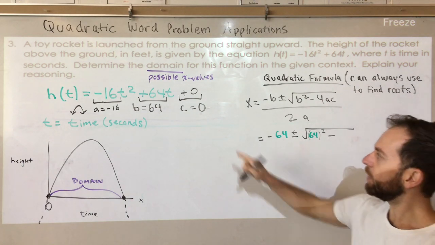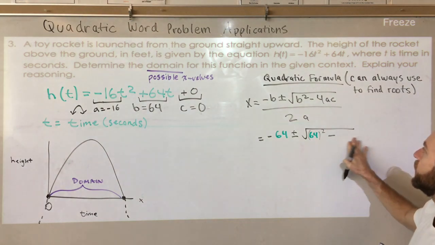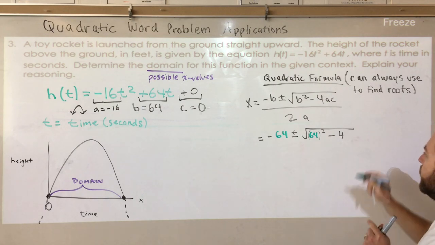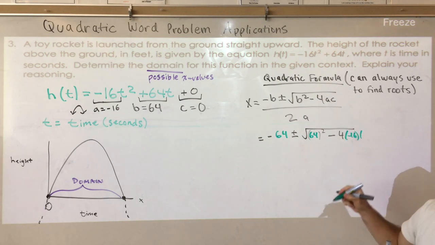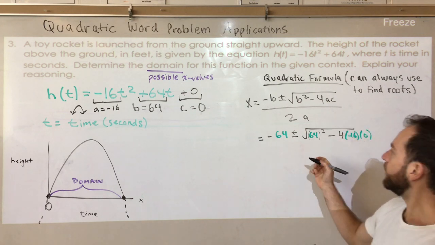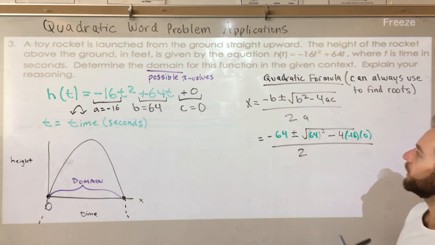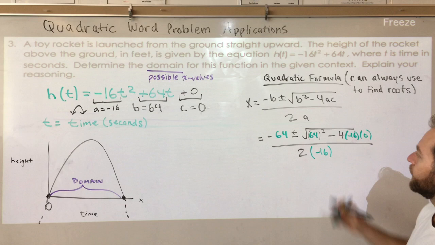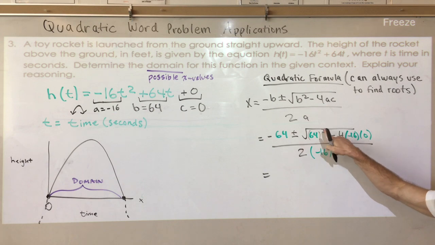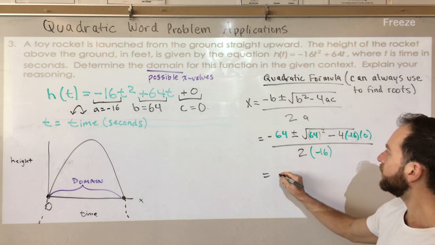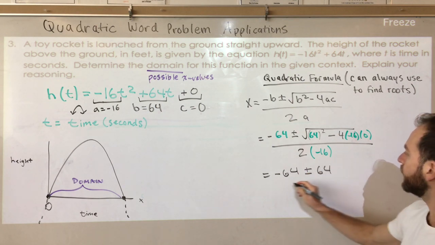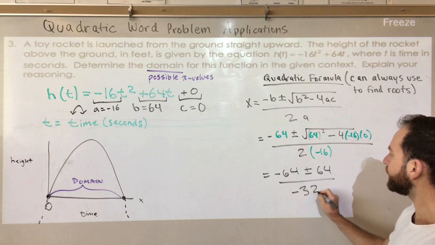minus 4ac. Well, if you see here, c is 0. So whenever we multiply something by 0, the whole thing is going to become 0. So it's 4 times a, negative 16, times c, 0. But we know this whole thing is going to be equal to 0. So what we'll end up getting is, this becomes 0, and the square root of 64 squared will just be 64. So we'll have two answers. We'll have negative 64 plus or minus 64 over negative 32.